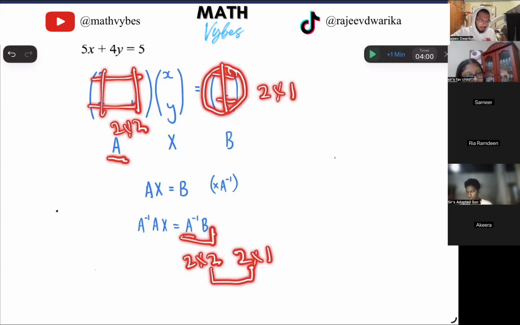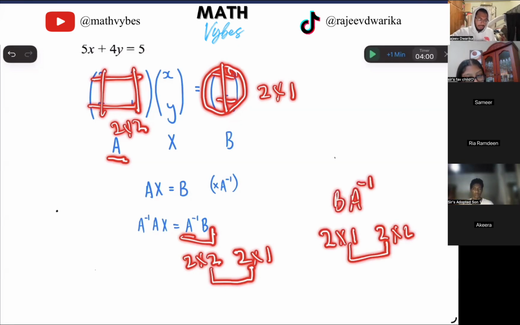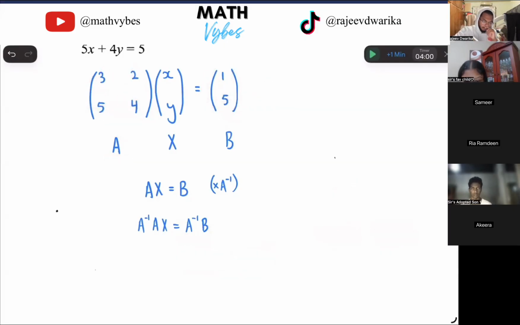Because if I swap it, it's going to be B first. So B is a 2 by 1 and A inverse is a 2 by 2. Would that work? Are the inner numbers the same? No, it wouldn't work, right? So you have to be very careful about how you're doing that.